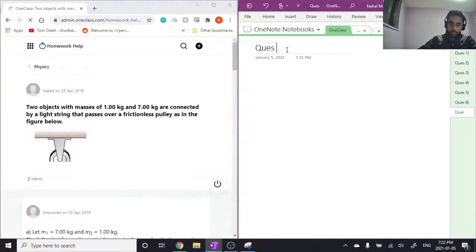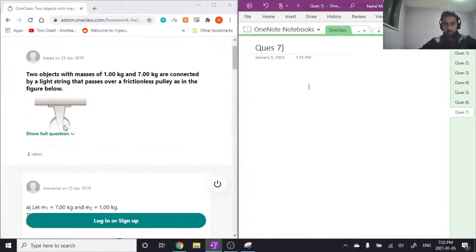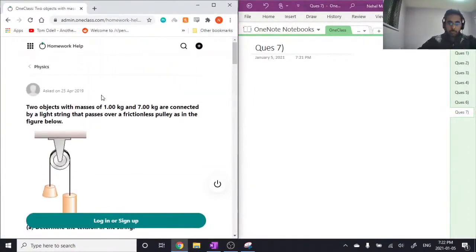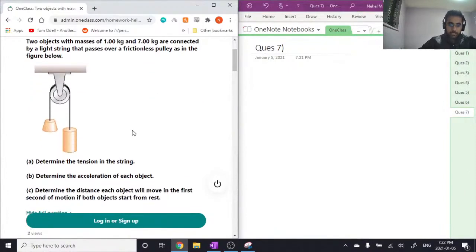Let's jump to question number 7. We have two objects with mass 1 kg and 7 kg, which are connected by a light string that passes over a frictionless pulley. We need to find the tension, acceleration, and distance each object will move in the first second of motion.